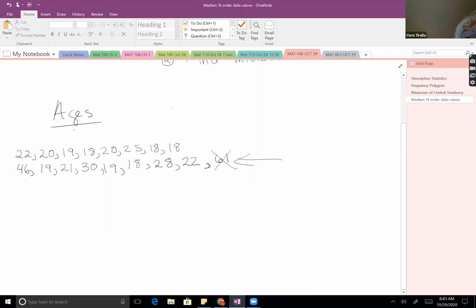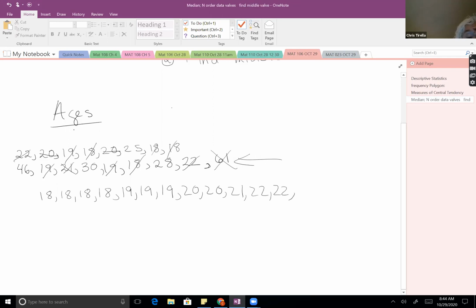So if I were to put us in order, what do we have? We have 1, 2, 3, 4 people who are 18. We have 1, 2, 3 people that are 19. We have 2 people that are 20. We have, well, I almost missed the one person who's 21. Sorry. We have 2 people that are 22.